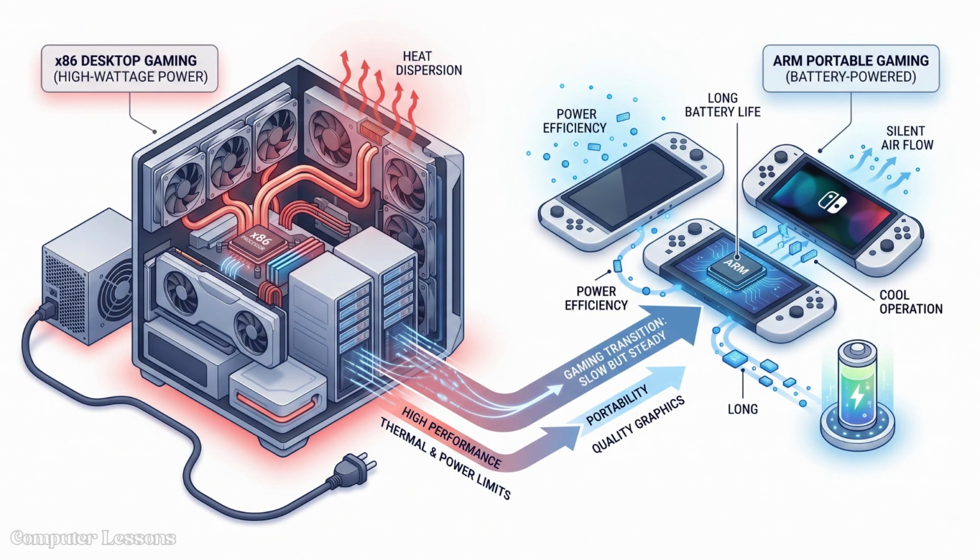In the gaming world, the transition is slow but steady. While powerful gaming desktops still rely on x86 and high-wattage power supplies, handheld consoles are shifting. The Nintendo Switch and many new portable devices use ARM because it is the only way to deliver quality graphics in a battery-powered form factor without melting the case.